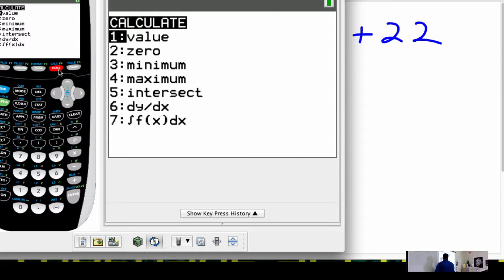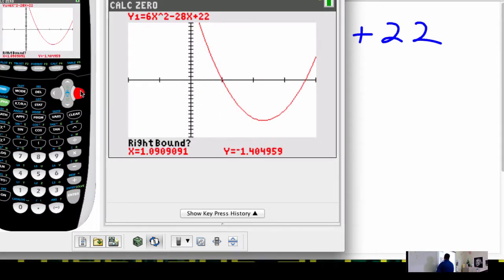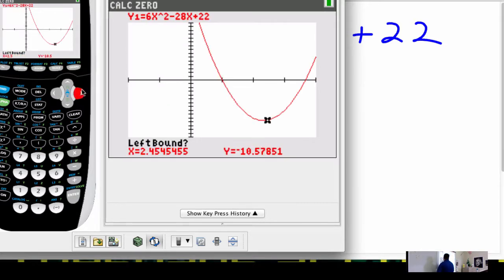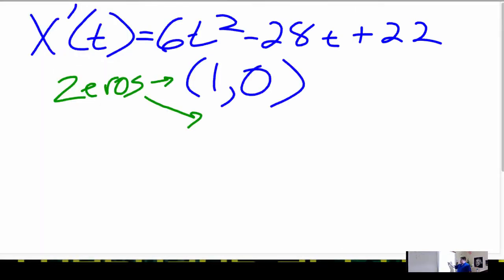So I'm going to hit second trace again, 2. And I'm going to go a little bit to the left of this intersection. I've got to go a little closer. Oh, you know what? It did it again. Let's start over. All right, get a little closer. My increments are really small. All right, a little closer. Hit enter. A little bit to the right of this thing. Guess somewhere in the middle. Now, 3.66 is 3 2/3 or 11/3, right? Yeah. So then another zero occurs at 11/3, 0.